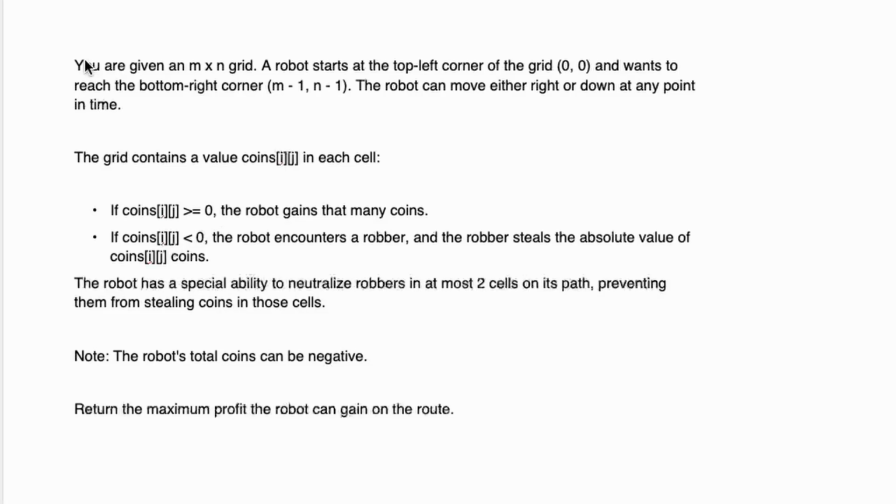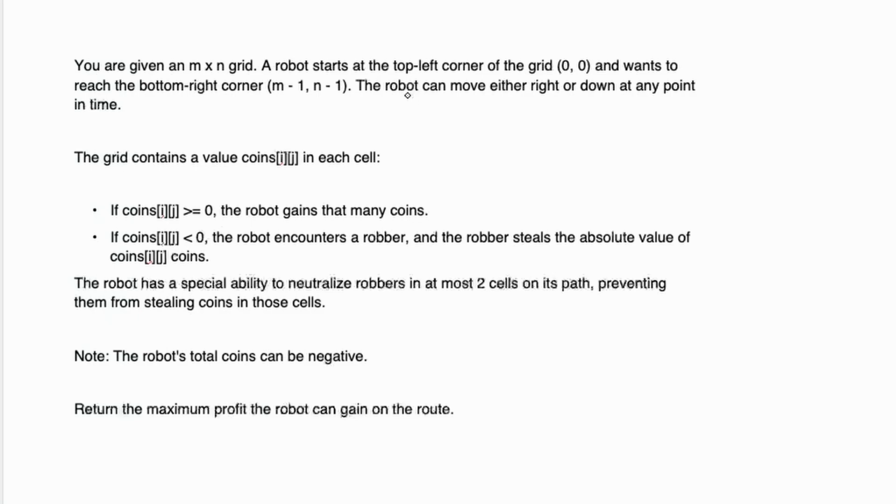Hello everyone. Today we're looking at the problem maximum amount of money robot can earn. This was question 2 in weekly contest 432. The question reads that we're given an m by n grid and a robot starts at the top left corner of the grid at 0, 0, and we want to reach the bottom right corner, which is m minus 1 and n minus 1. So the robot can move either right or down at any point.